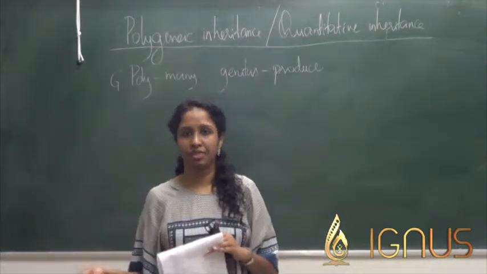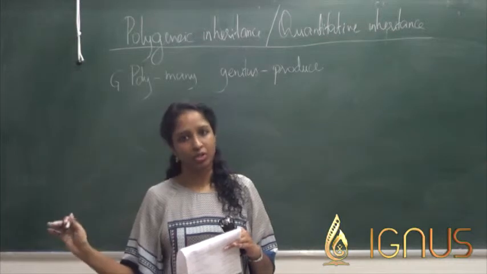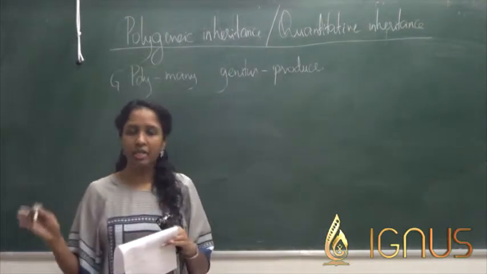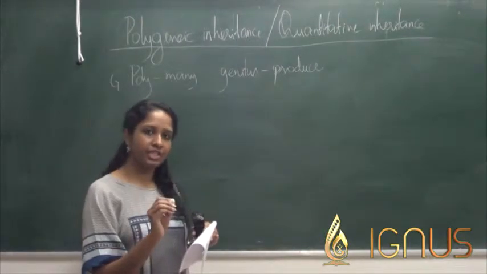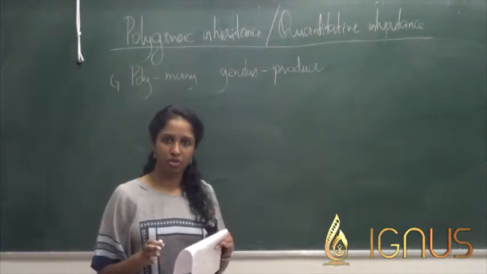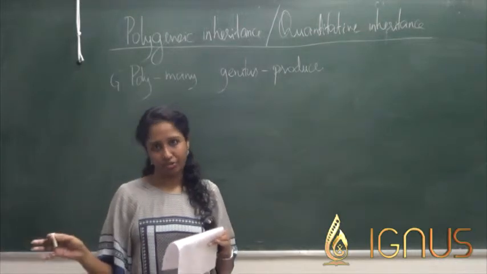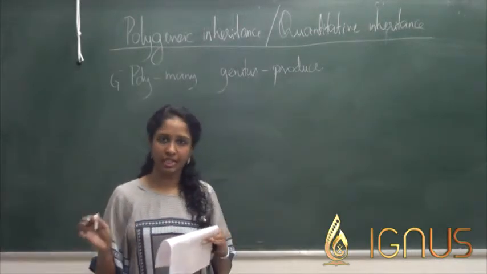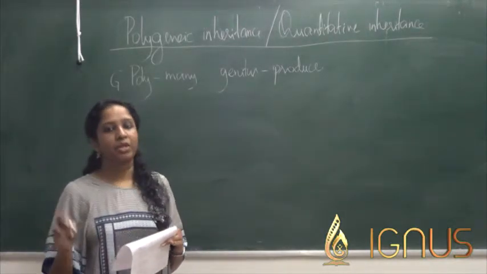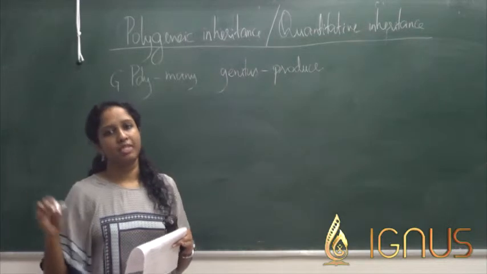They can be present on different pairs of homologous chromosomes, but they are always present at different loci. So a phenotype which is controlled by more than two genes, where each of these genes is present at a different locus, and they can be present on the same pair of homologous chromosomes or on a different pair of homologous chromosomes, then this kind of inheritance is known as polygenic inheritance. Now, it is also known as quantitative inheritance because it depends on the additive effect of every single allele of every single gene.